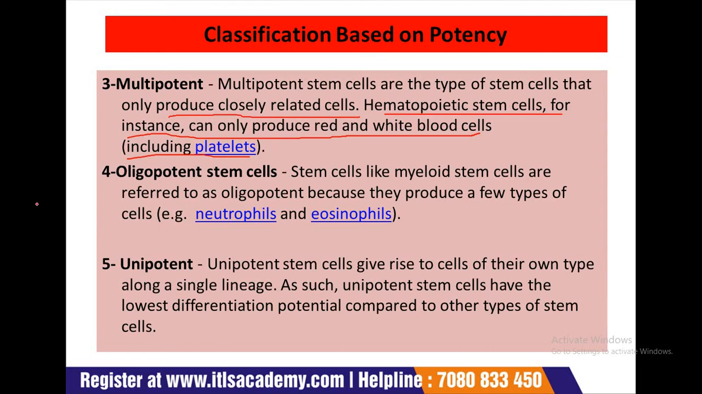Now we will discuss the oligopotent stem cells. Stem cells like myeloid stem cells are referred to as oligopotent because they produce a few types of cells, like neutrophils and eosinophils. Now we will discuss the unipotent. Unipotent stem cells give rise to cells of their own type along a single lineage. As such, unipotent stem cells have the lowest differentiation potential compared to other types of stem cells. Skin and muscle cells are a good example of unipotent stem cells.